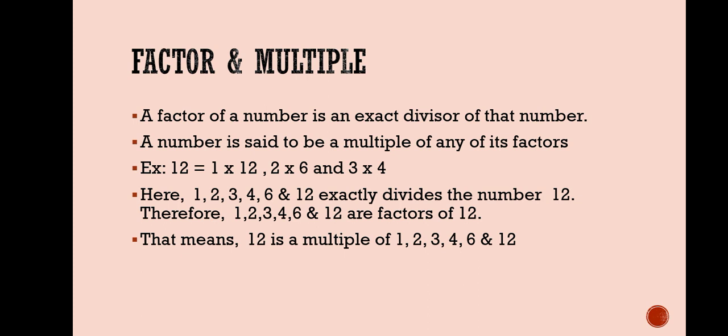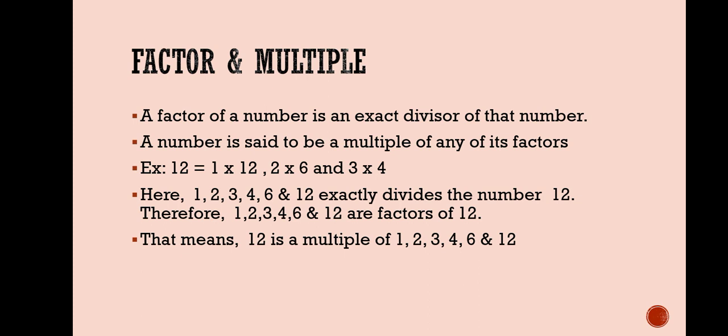For example, if we take 12, this 12 has multiplication factors, that is 1 into 12. 1 into 12 is 12 and 2 into 6 is 12. 3 into 4 is also 12. So these are the factors of 12. If you arrange in order, 1, 2, 3, 4, 6 and 12 are the factors of 12 because these numbers are exactly divisible.